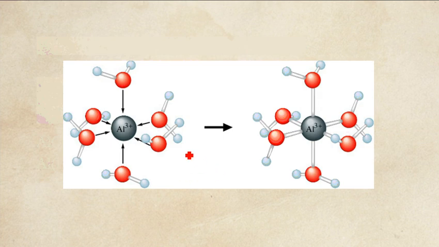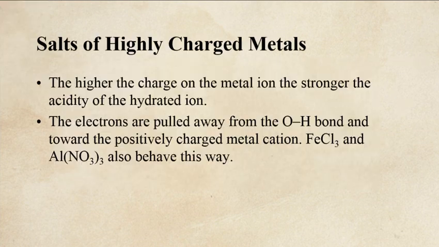And this is a model of what's going on. You're looking at water molecules being attracted to the metal ion, and as they do so, you're getting a fairly strong bond between those water molecules and the metal. The resultant impact is the higher the charge on the metal ion, the stronger the acidity of the hydrated ion. Electrons are pulled away from the OH bond and toward the positively charged metal cation. And you'll see a little bit of hydrogen ions be released from that system and create a slightly acidic system. Iron 3, aluminum +3. Solutions of iron 3 nitrates and chlorides tend to do this. Aluminum nitrates and chlorides tend to do this as well.